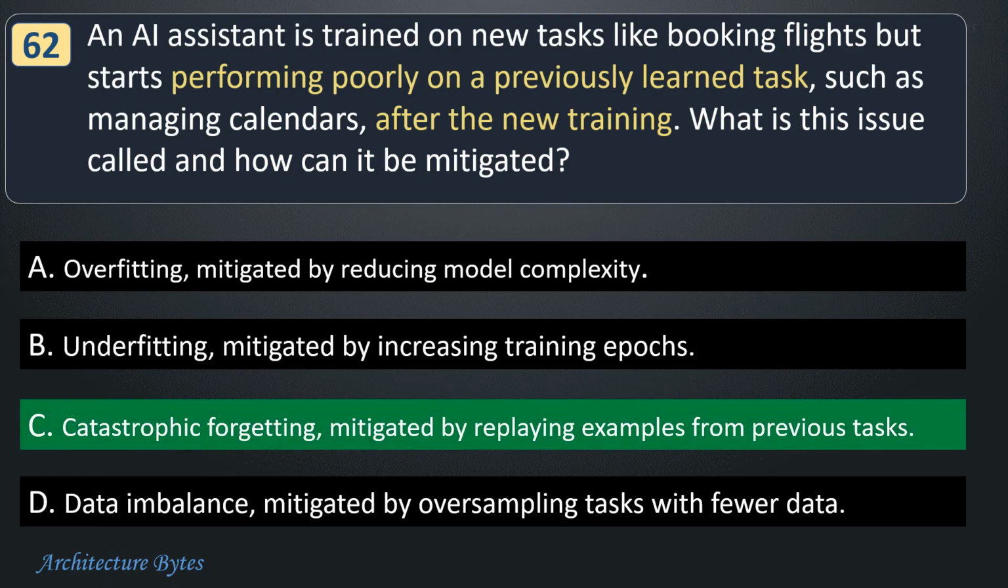Option C is the right answer here. So this is a case of catastrophic forgetting. Replaying examples from earlier tasks or using regularization techniques can help the model retain knowledge from prior tasks. Other options are not correct.